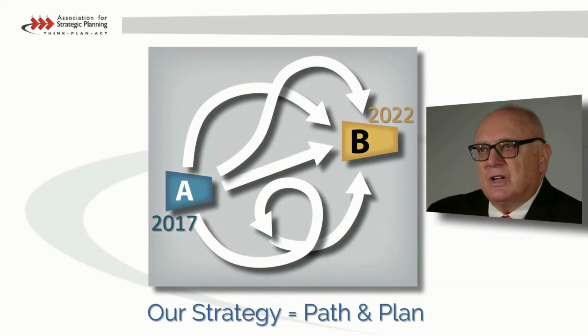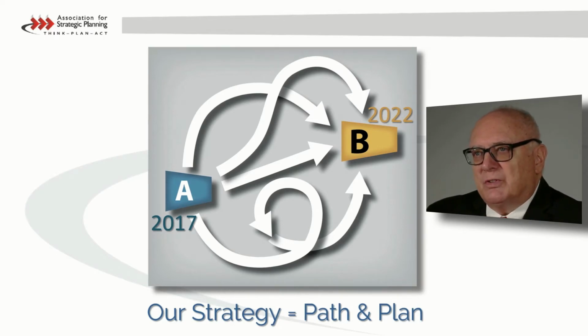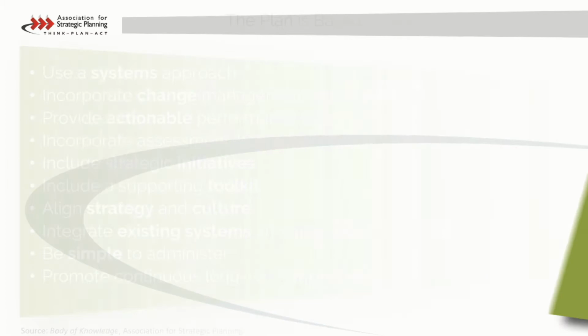Strategy is about making choices on a path and a plan that an organization takes to get from where they are today to some desired state in the future. Multiple strategy options are possible to get from point A to point B. So a key part of strategy development is choosing what not to do. Our ASP strategy is a path and a 5-year plan for getting us from where we are today in 2017 to where we want to be in 2022.